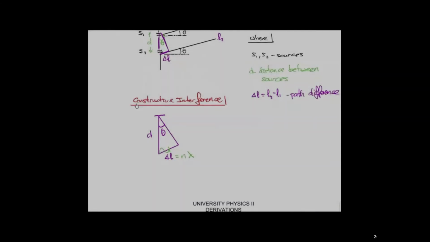Okay, so that's the background information. So for the constructive interference, what do we need? This path difference needs to be multiples of a full wavelength for us to be able to get a constructive interference. That's what it is.